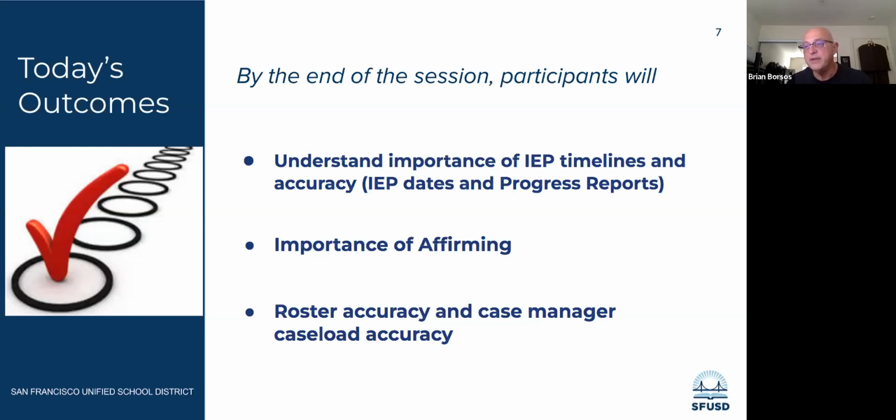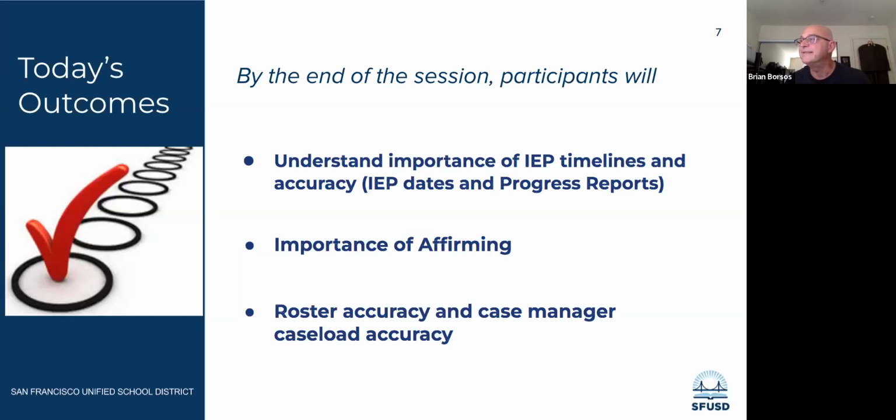It's important because only the case manager can affirm an IEP for a student, but roster accuracy is important because what is in Synergy and what is in SEIS need to match, or the case managers will not have access to the students correctly. And that creates CalPADS errors.